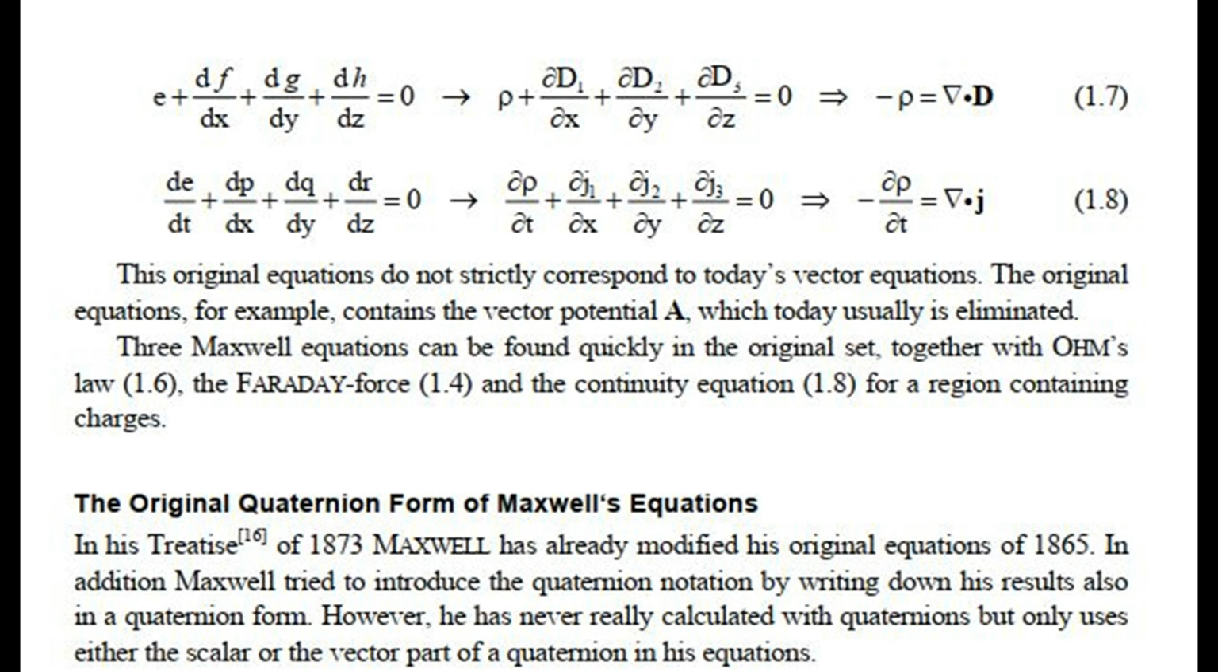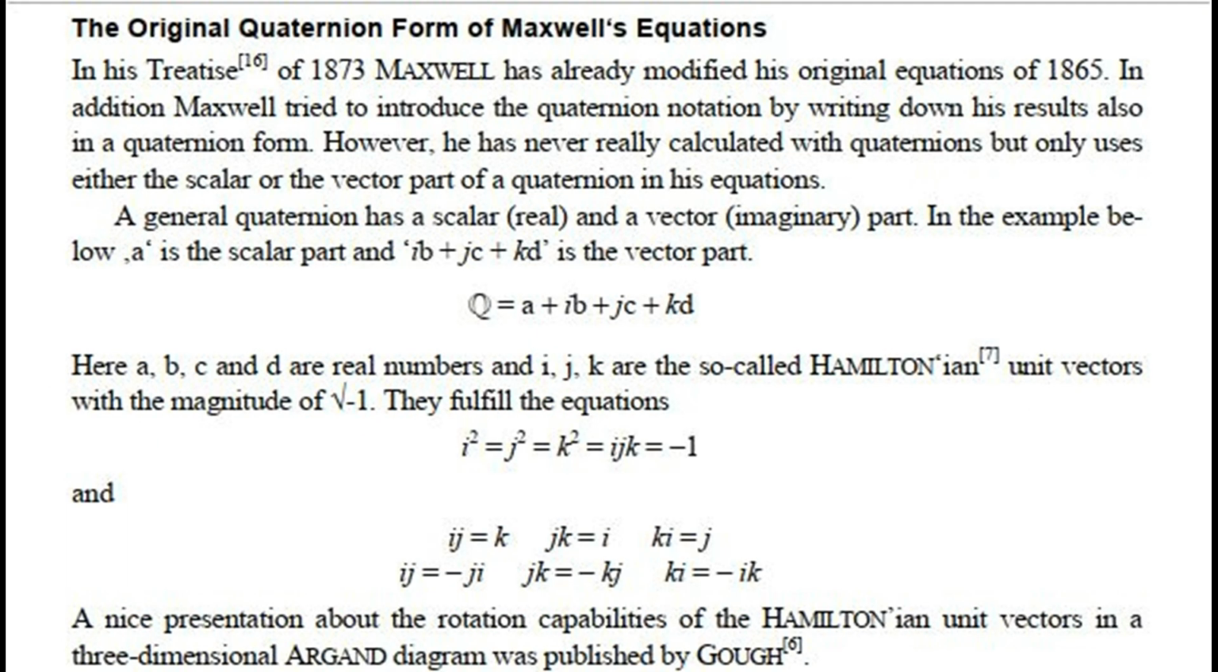The original quaternion form of Maxwell's equations. In his treatise of 1873, Maxwell had already modified his original equations of 1865. In addition, Maxwell tried to introduce the quaternion notation by writing down his results also in a quaternion form. However, he never really calculated with quaternions but only used either the scalar or the vector part of a quaternion in his equations. A general quaternion has a scalar, real, and a vector, imaginary, part.